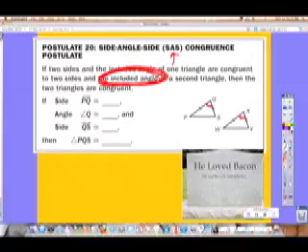Okay, side PQ matches what? WX. Okay. What about angle Q? That's angle X. And then QS matches XY. So triangle PQS is congruent to WXY. And we could just say by side angle side congruent.